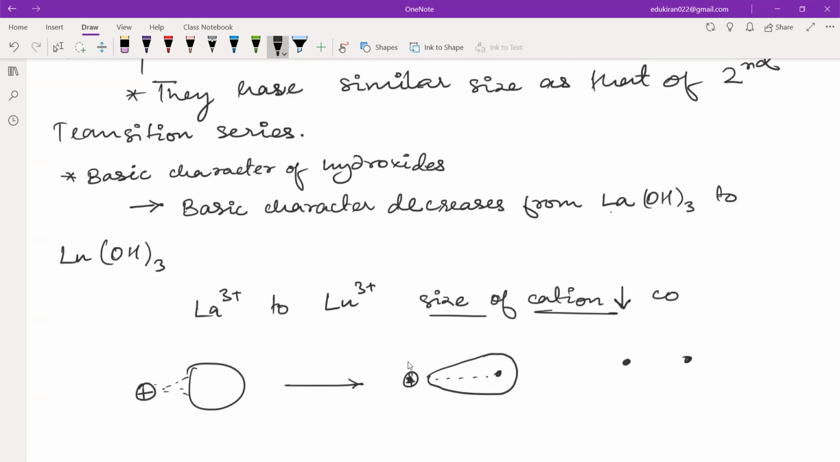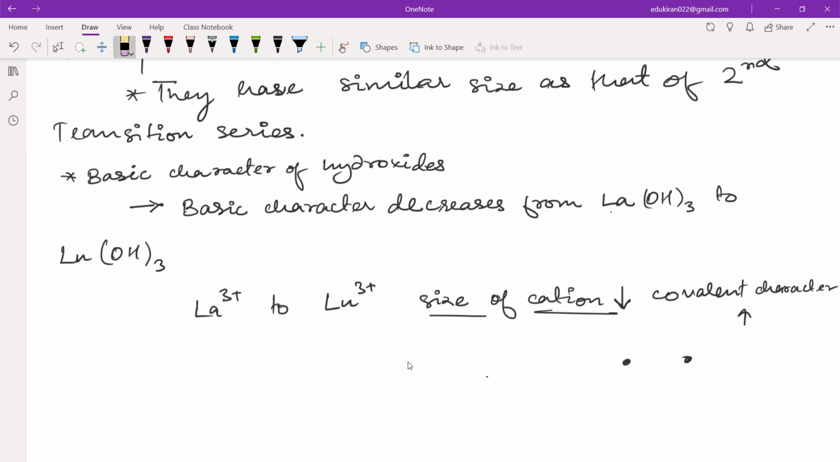Now, if I have two ions in which the positive charge is very small, it will distort the negatively charged anion and keep some electrons between those two nuclei, and it is moving towards a covalent bond because these are somewhat sharing the electrons, right? So when the size of the cation decreases, covalent character increases. And if the covalent character increases, what happens then? Then the possibility of ionization and ionic character decreases. And if ionic character decreases, they will not get dissociated.